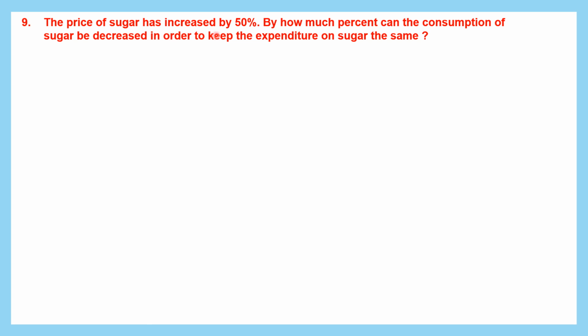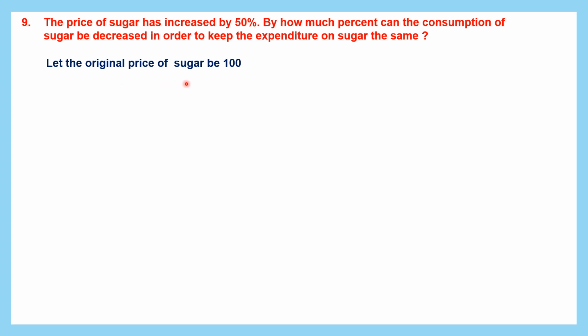Question 9. The price of sugar has increased by 50%. By how much percent can the consumption of sugar be decreased in order to keep the expenditure on sugar the same? That means the family that is using this sugar now has to reduce their consumption. How much sugar they are using, they have to reduce it so that the expenditure remains the same, because the price of the sugar has increased. So they want to keep that expenditure the same, so they have to reduce the consumption. Now how do they do that? What is the percent that they should decrease it by?